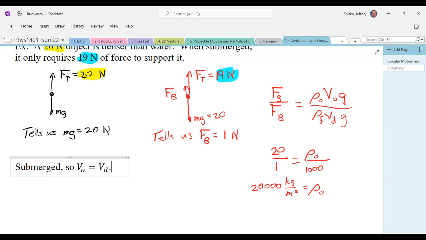So we have two different, very common buoyancy situations, and they're both going to be on the test. Basically everything I've done today in these two examples is going to form two test questions. Yep. All right. Let us call it a day.